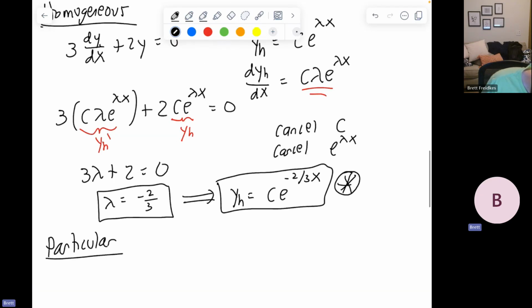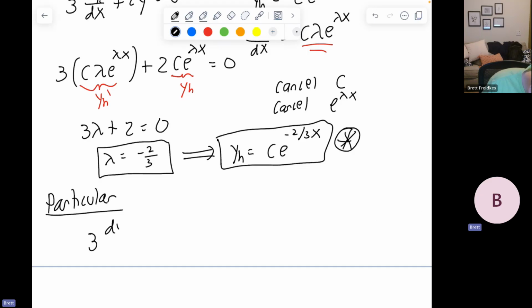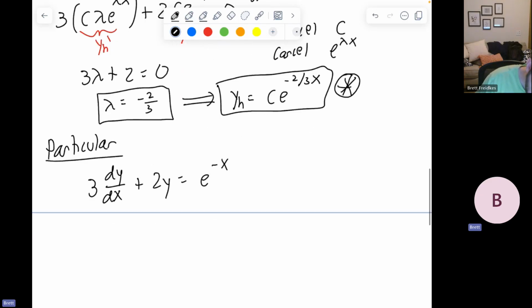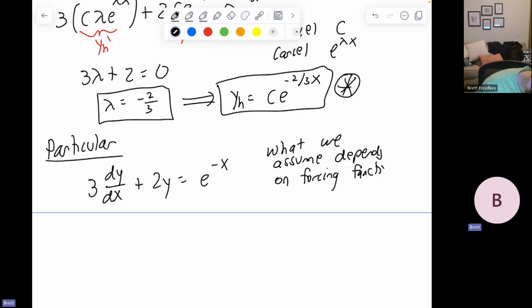Now the particular equation is the same exact ODE, except now we include the forcing function on the right. And the forcing function of this problem was e to the minus x. And what we assume depends on the forcing function.